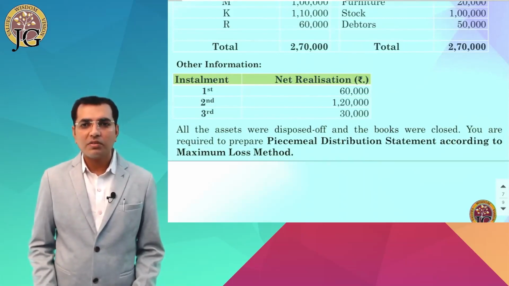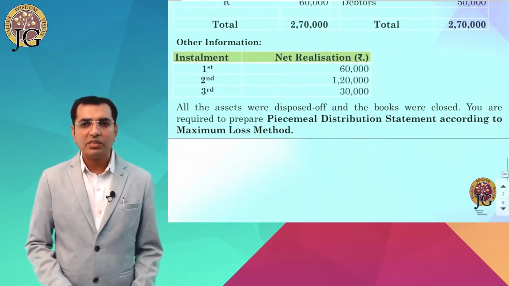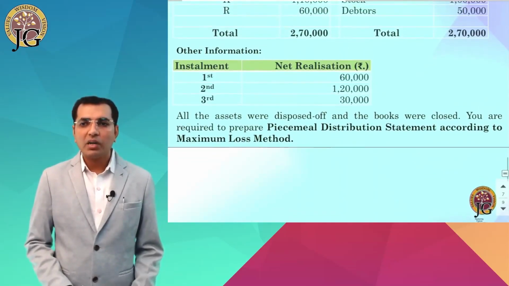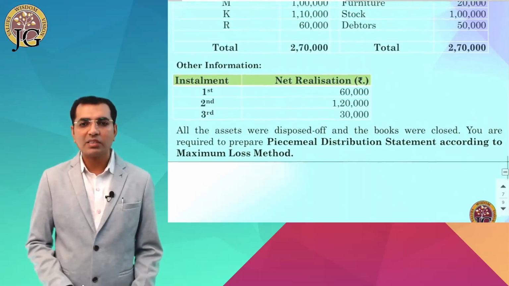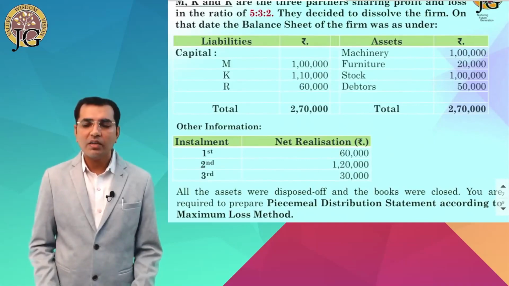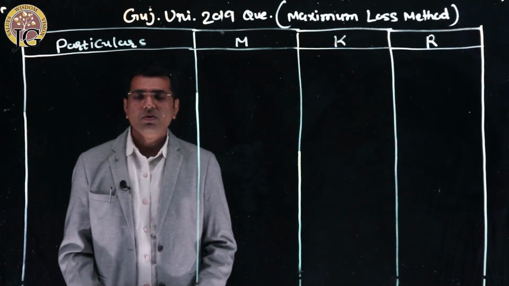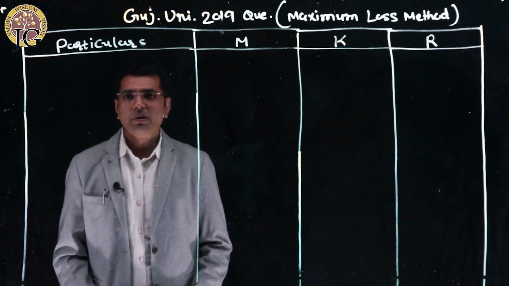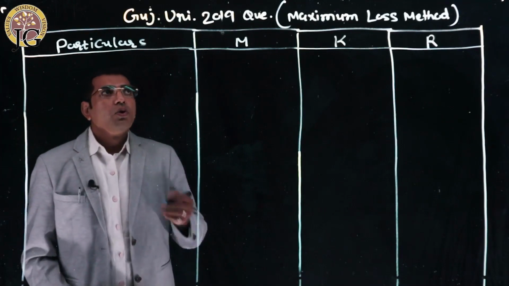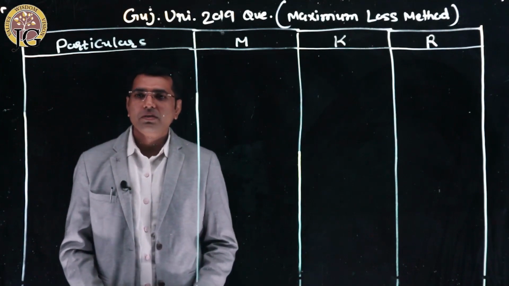First installment received 60,000, then second installment received 1,20,000, and third installment received 30,000. All the assets were disposed of, no assets left over, and the books are closed. So you are asked to prepare the piecemeal distribution statement according to the maximum loss method. So let's solve this sum on the board. I hope you have the sum with you in your hand, or you can take a screenshot from my earlier slide. So we are going to solve the Gujarat University 2019 sum for maximum loss method.